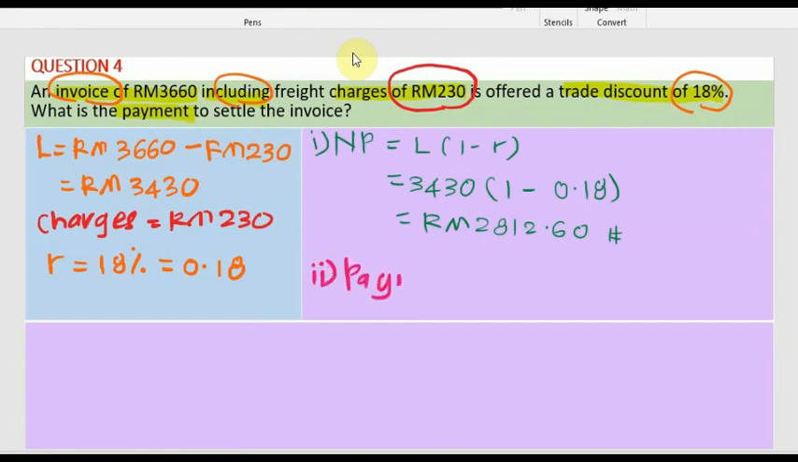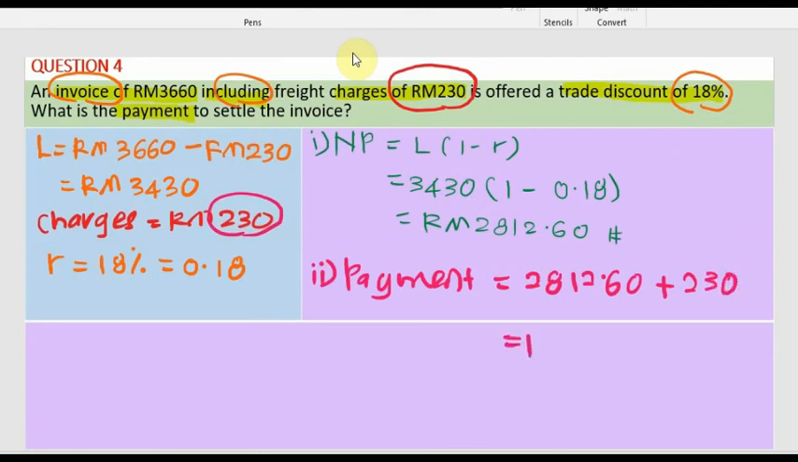So what is our payment? Payment is our net price, 2812.6, plus the charge, which is 230. So here plus 230. So the total payment here is RM 3042.6.